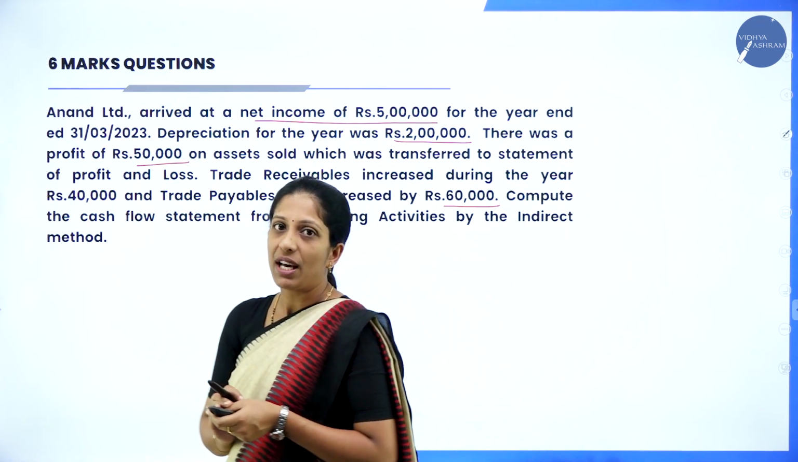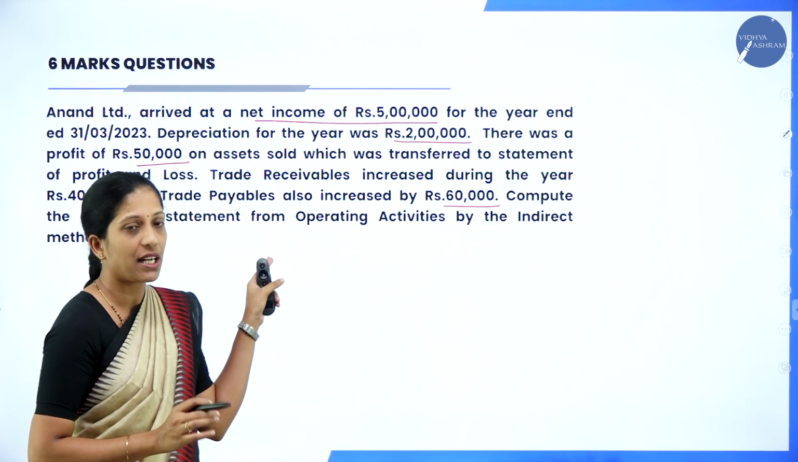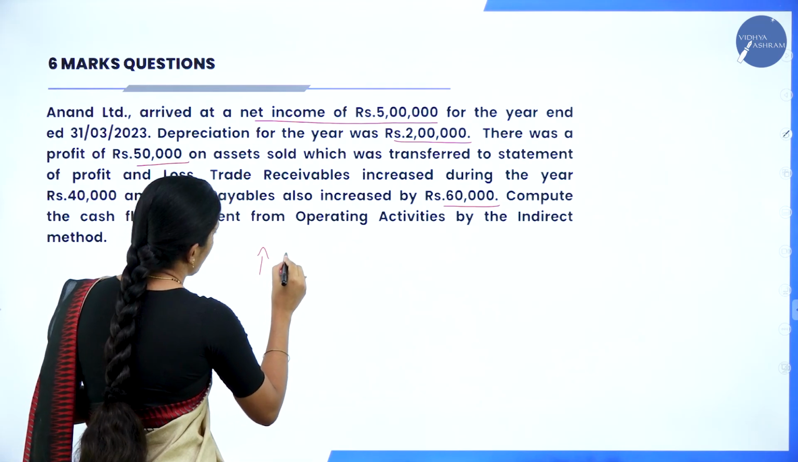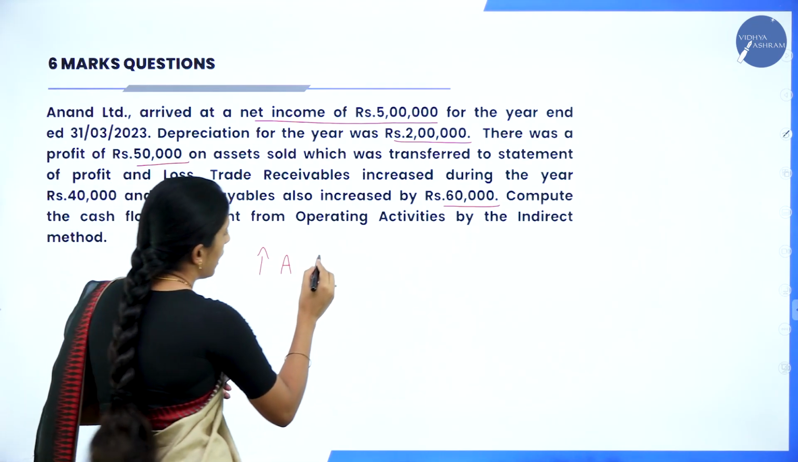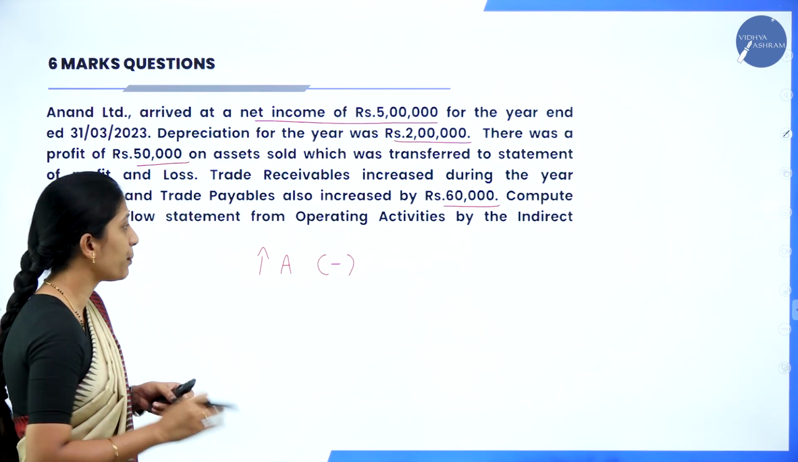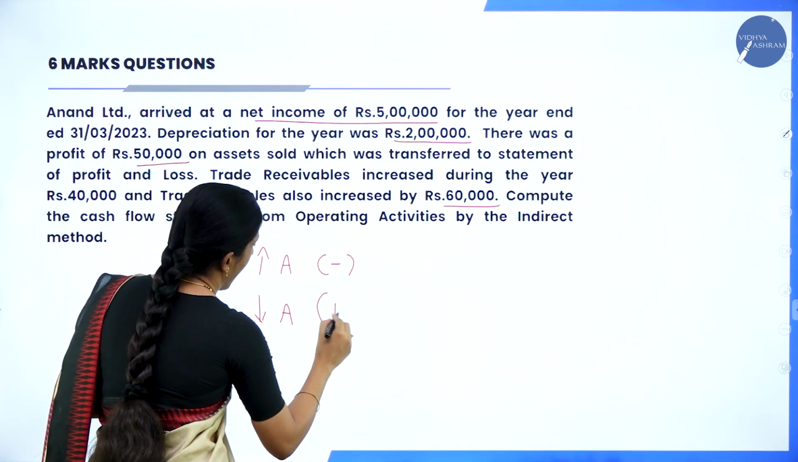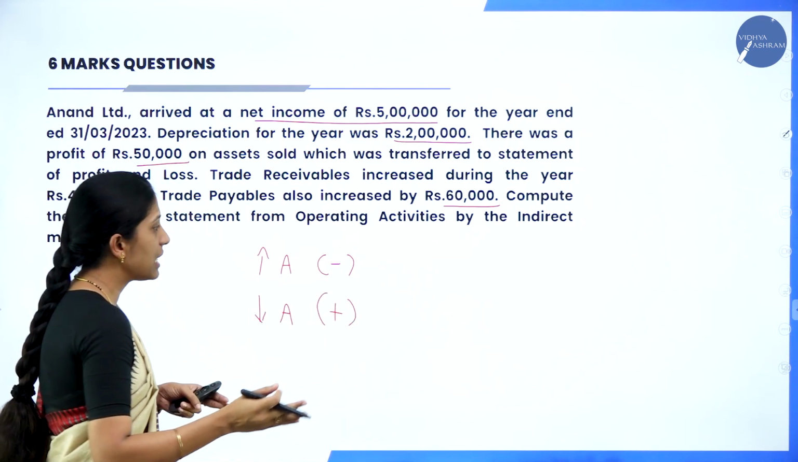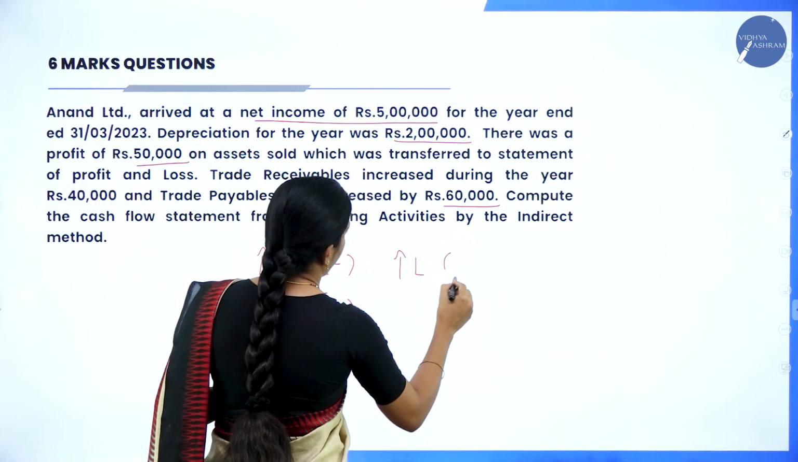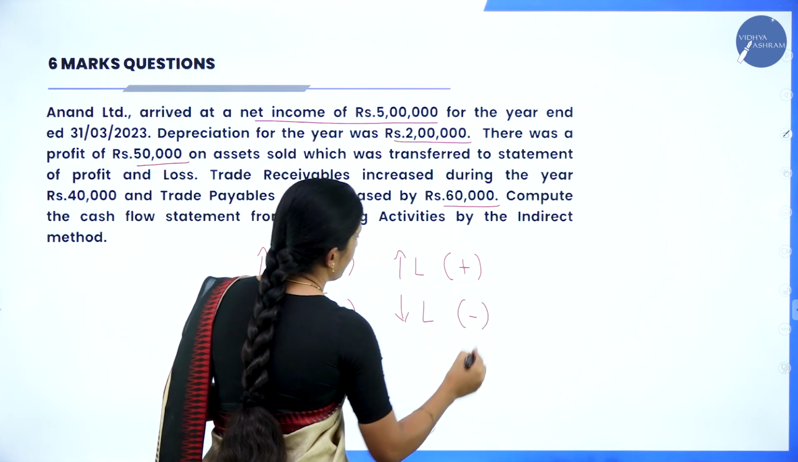Now what you have to remember are certain items. Suppose there is any increase in asset, then you have to minus. Suppose there is any decrease in asset, then you have to add. In the same way, it is reverse for the liability. If there is any increase in liability, you have to add. If there is any decrease in liability, you have to minus.